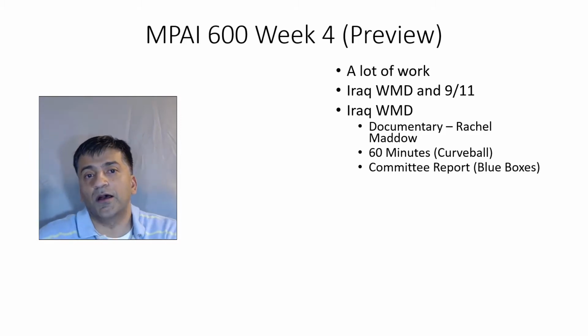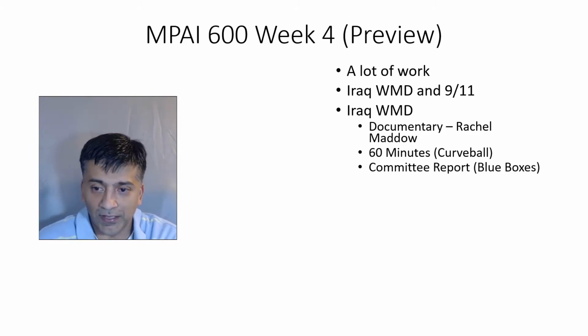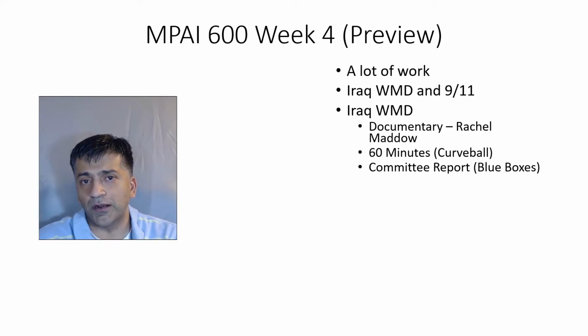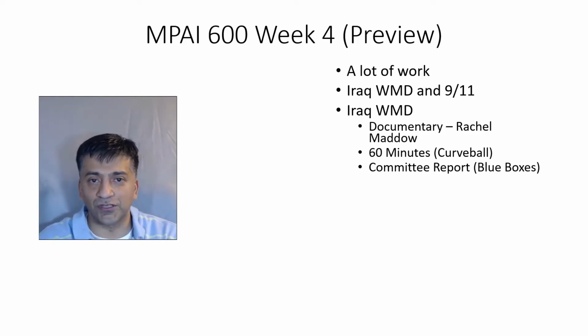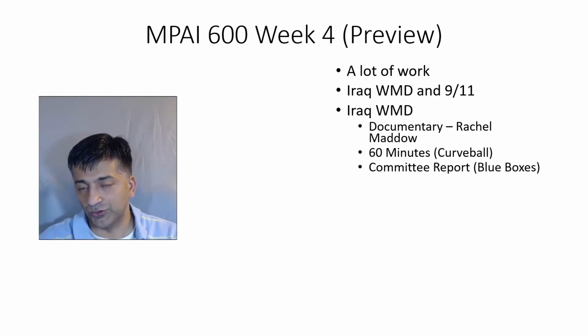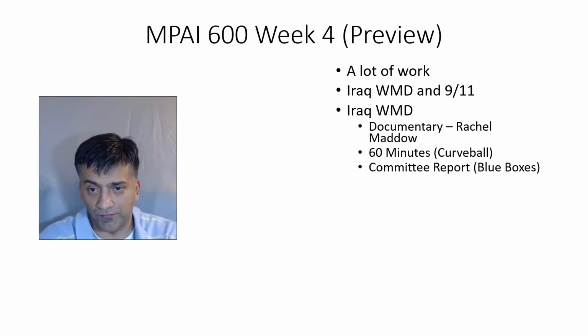So, the committee report, the Senate Select Committee report on WMD. There's a chapter on Iraq WMD. It's 200 pages. Don't read the whole thing. Just focus on the blue boxes, and you'll see them in the report. Those are the actual recommendations and assessments. Focus on those blue boxes. Read more if you want to get a little more detail, but I can't assign the whole thing because, again, it's 200-plus pages.